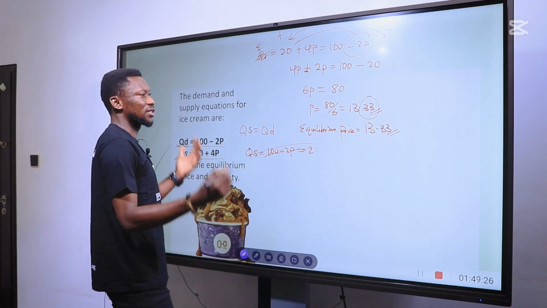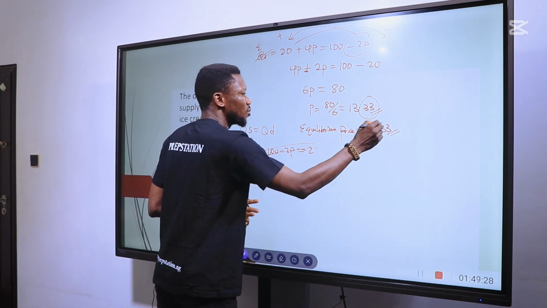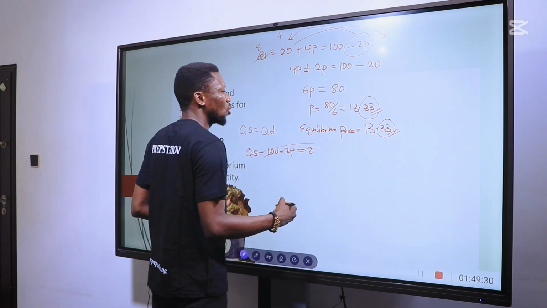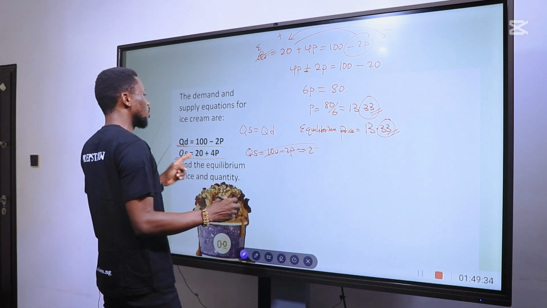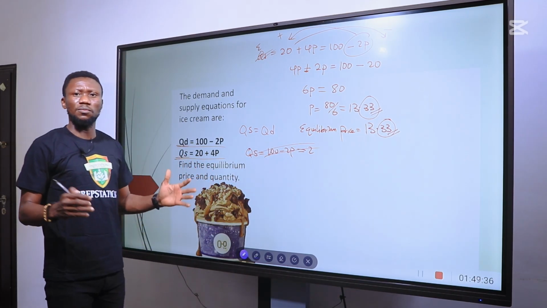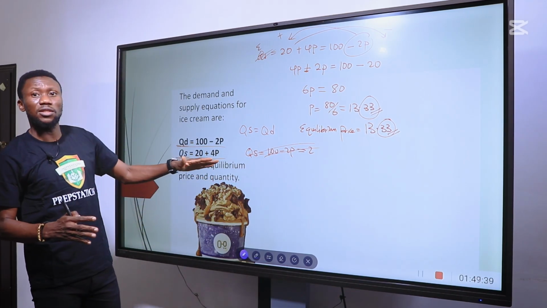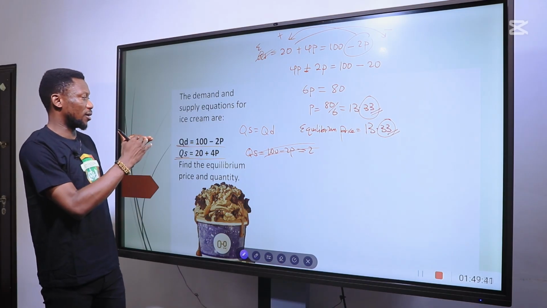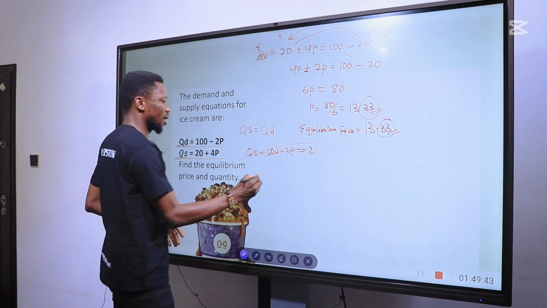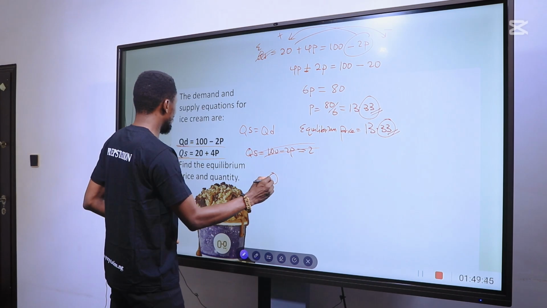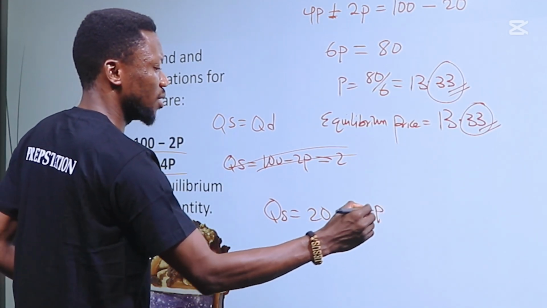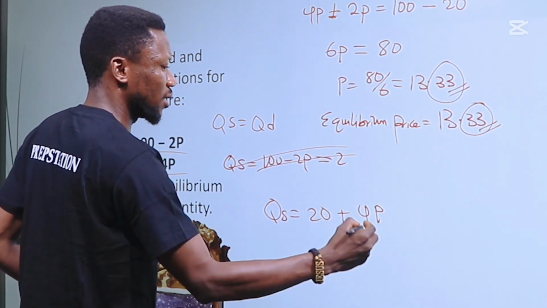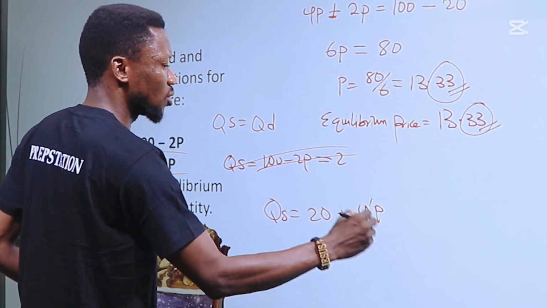But for the sake of this lesson, let us round everything back to a whole number. That's 13. So let's substitute that back into any of the equations to get our equilibrium quantity, in terms of QD or QS. So we can pick any one. Let's pick QS, it's quite easier. So let's say 20 plus 4p, and substitute that 13 into this.